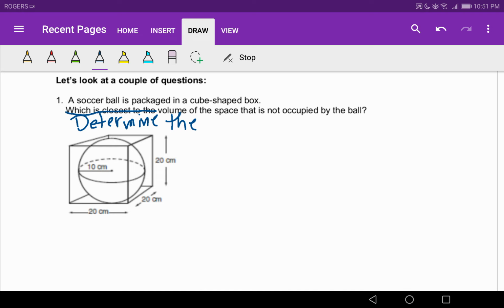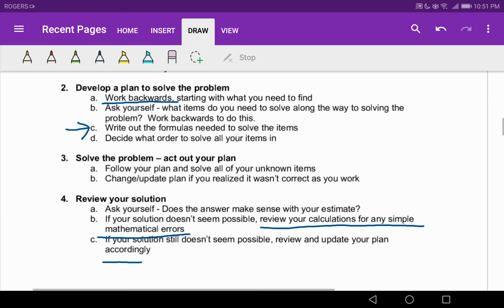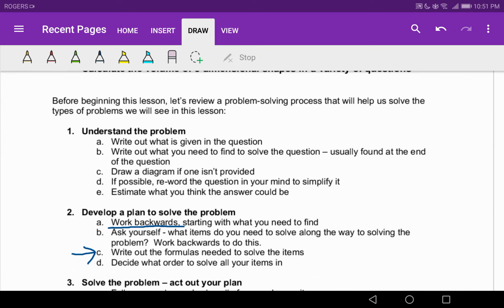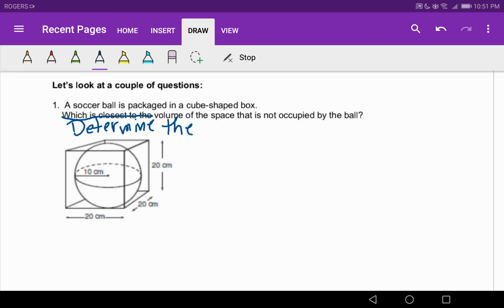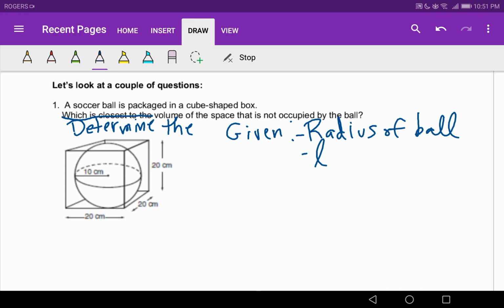Okay, so let's go to our problem solving model. Step one here is understand the problem. Write out what's given. Write out what you need to find. Okay, so let's start there. So, given. I've got my radius of the ball. Okay. And I have my length, width, and height of the cube.